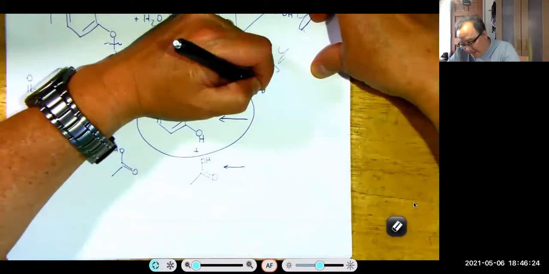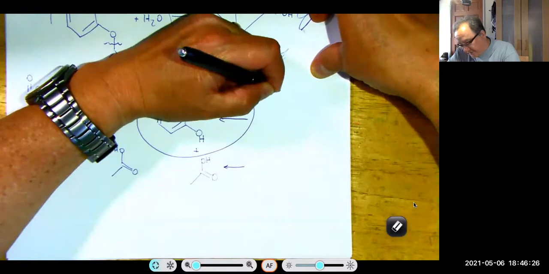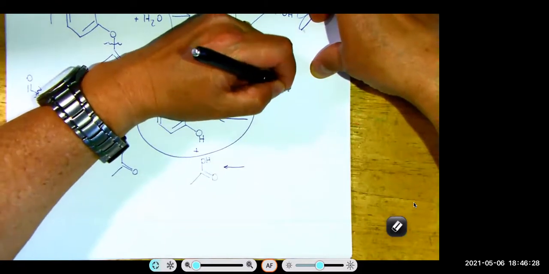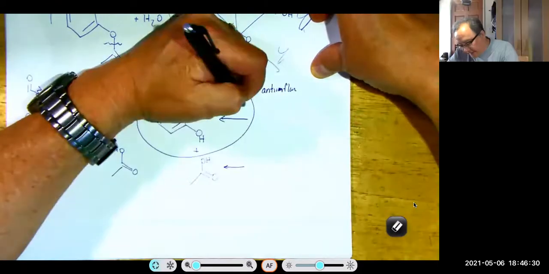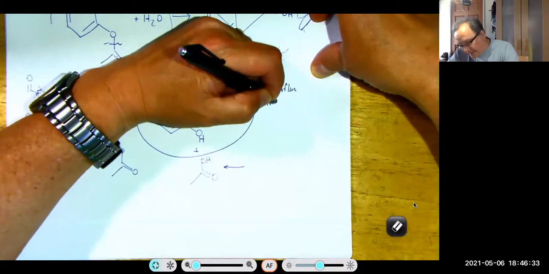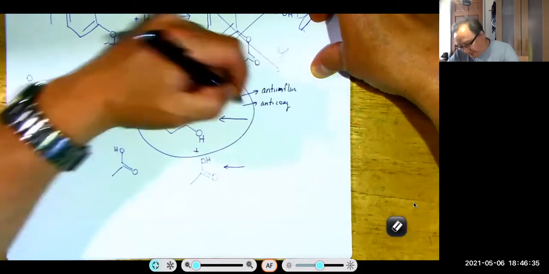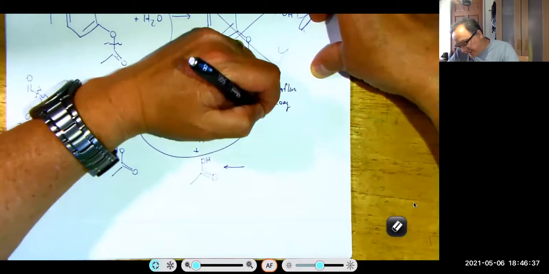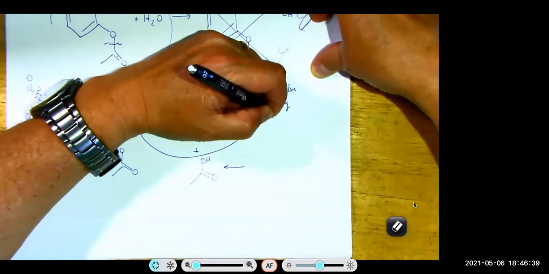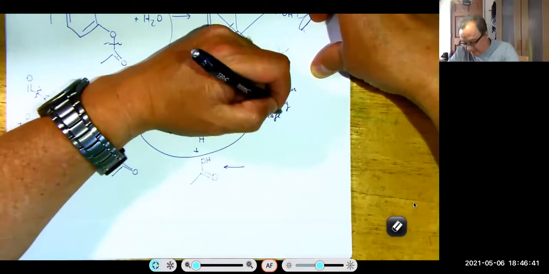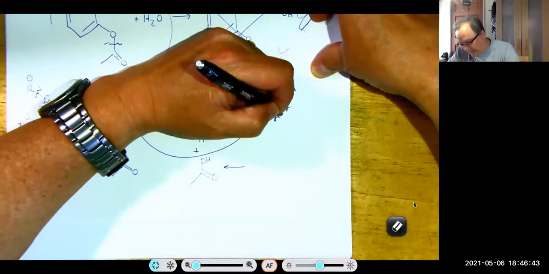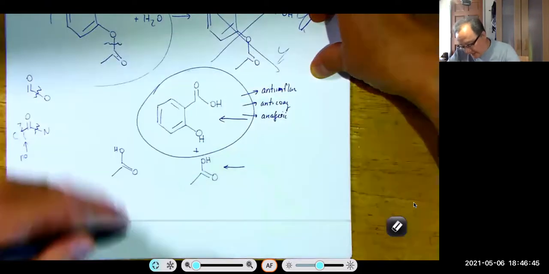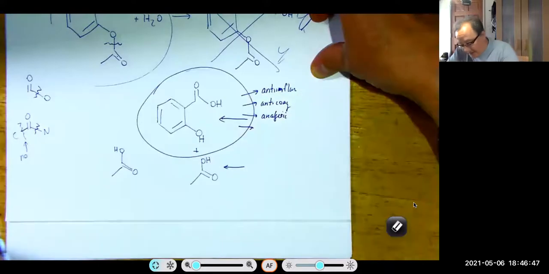Aspirin is an anti-inflammatory. So is this. Aspirin is an anticoagulant. So is this. Aspirin is an analgesic. And so is this. And aspirin is also antipyretic.